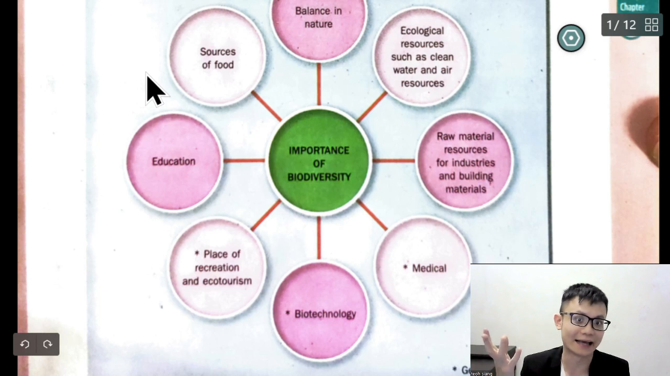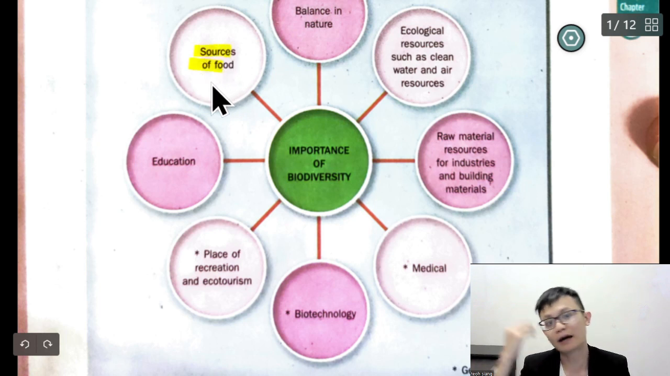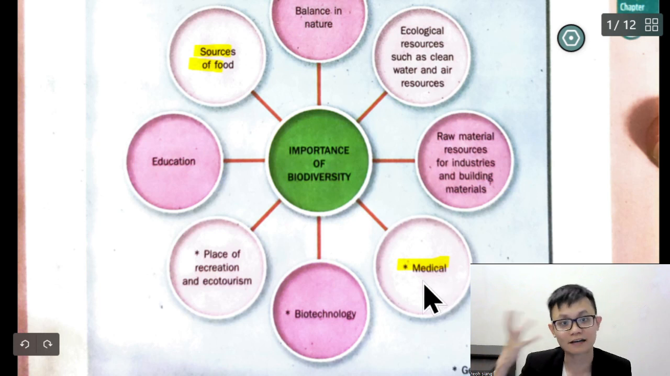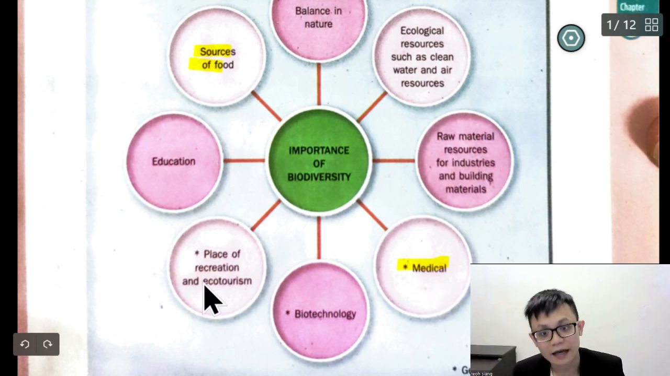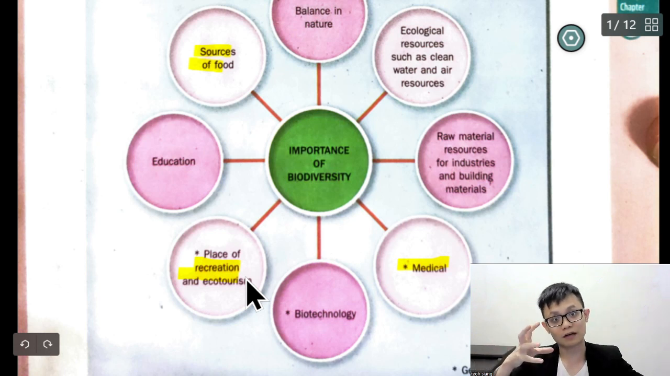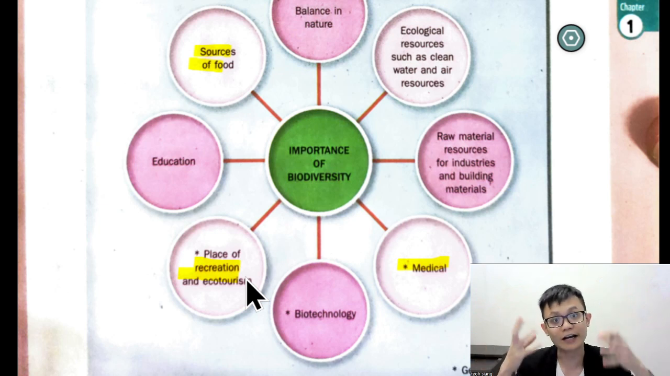So maybe we can say that biodiversity is important because biodiversity is a source of food, correct or not? And we want to say that biodiversity is important because it can provide medication, correct or not? Your medicine comes from the herbs. And biodiversity is important because it creates recreation and ecotourism, meaning we want other people to come to Malaysia to see our forest, our rainforest, right?